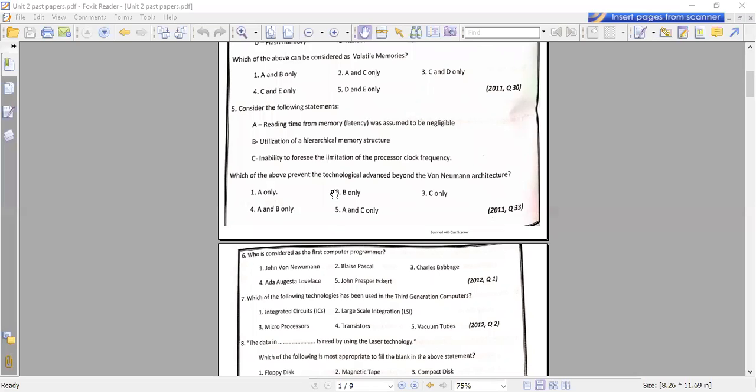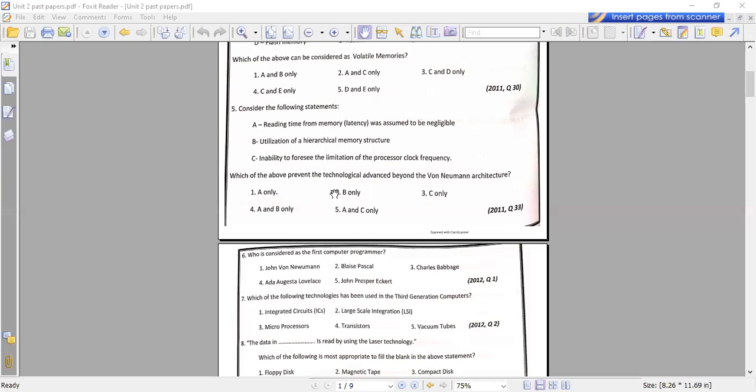Consider following statement. Reading time from memory was assumed to be negligible. Utilization of hierarchical memory structure. Inability to foresee the limitation of the processor clock frequency. Which of the above prevent the technological advance beyond the von Neumann architecture? So we discussed what are the parts in von Neumann architecture. So in this they are asking which of the above prevent the technological advance beyond the von Neumann architecture.